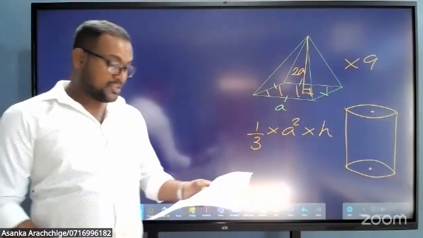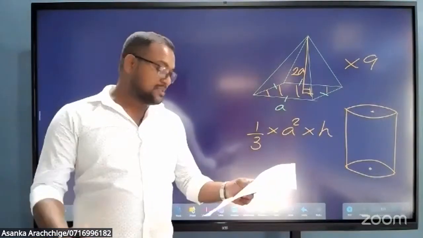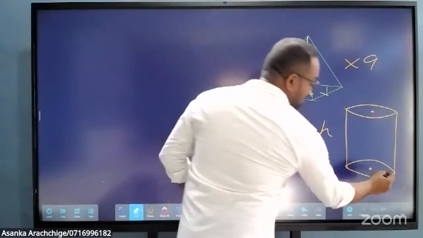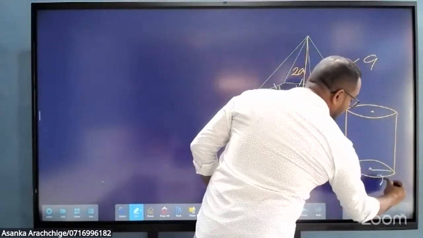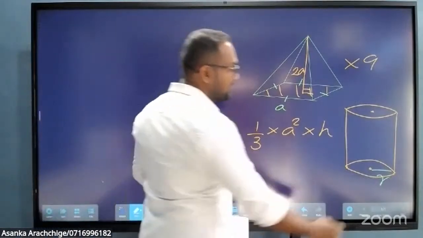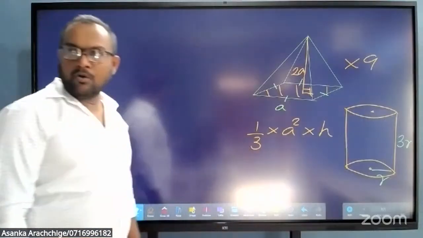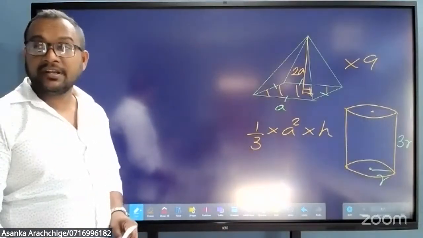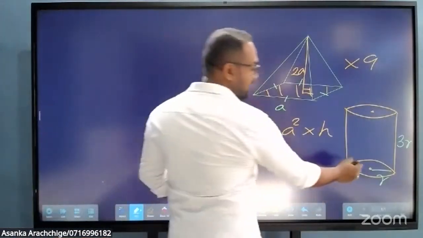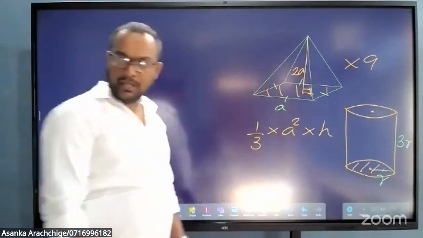So what are the dimensions of this cylinder? The base radius is r and the height is 3r. Height of the cylinder is 3r. So how do we find the volume of a cylinder? Area of the cross section times perpendicular height.